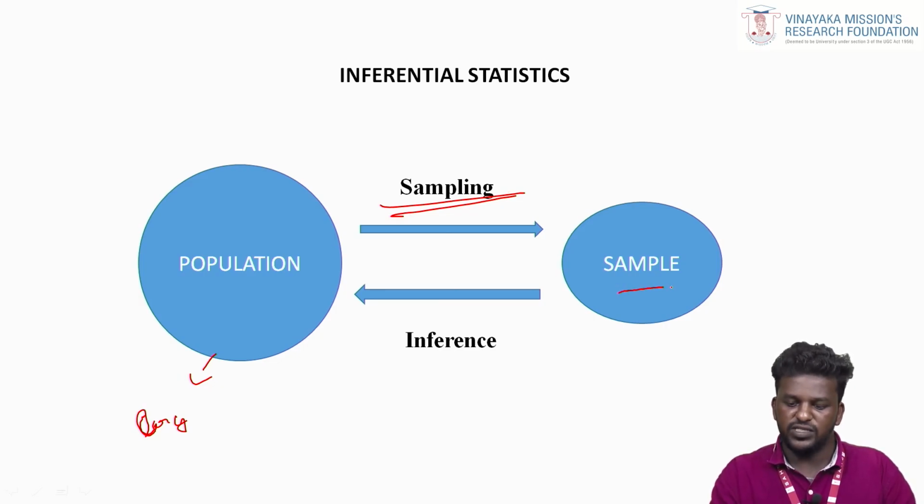What does the sample mean? It is a subset of the population. You take measures from the sample, like mean, median, mode, etc., then test the sample measures and make conclusions about the population. This technique is called inferential statistics. Inferential statistics has two categories: one is hypothesis testing and another is estimation theory. Now we discuss hypothesis testing.